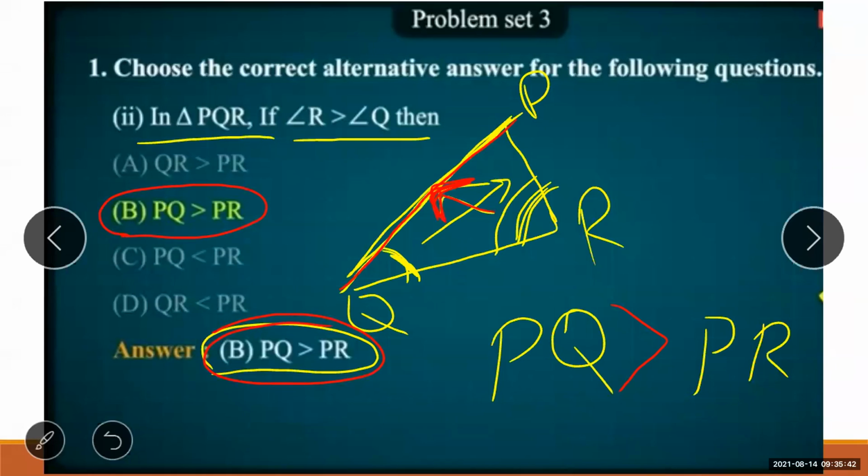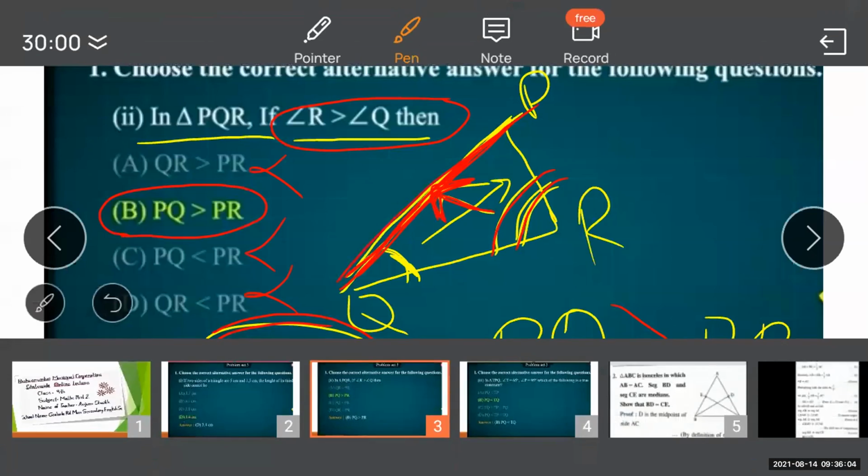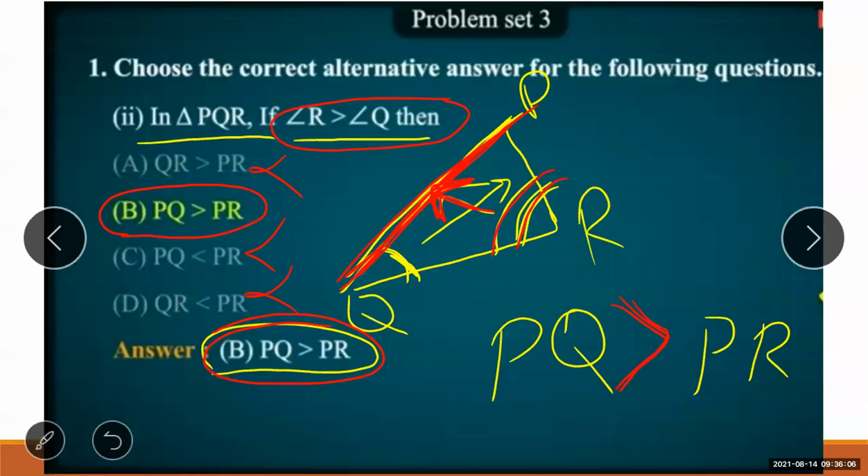Those others are not possibilities for this condition. Okay, the side opposite to the greater angle is greater. So the greater angle is R. So the side opposite to that is PQ. So PQ is greater. Yes.